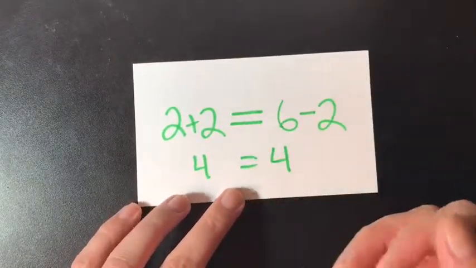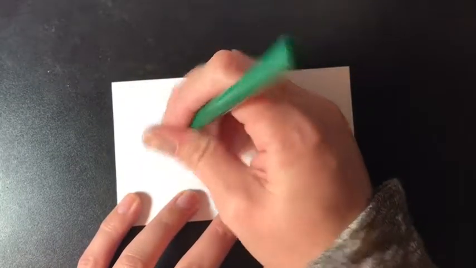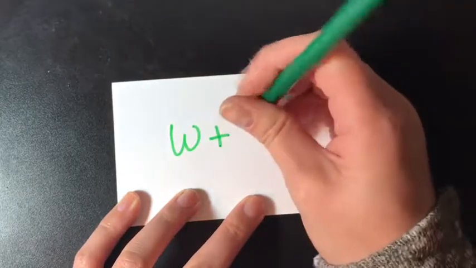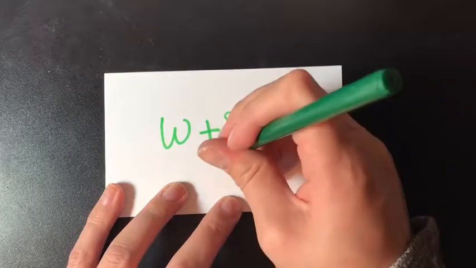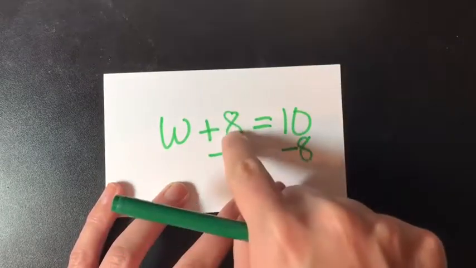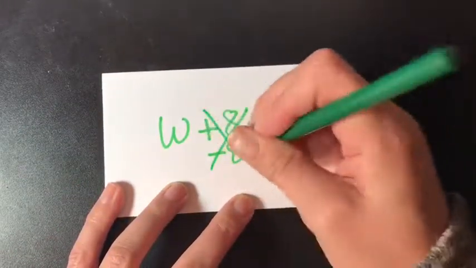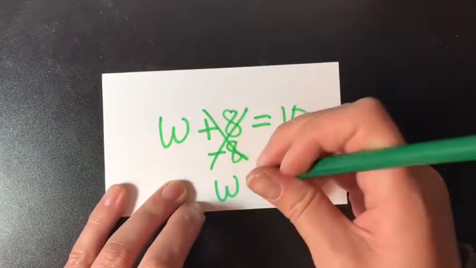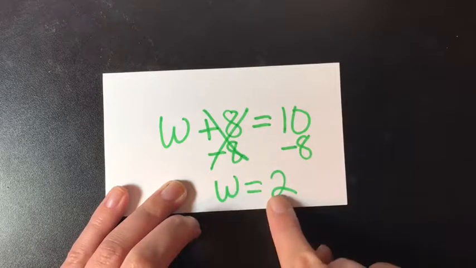Also, you hear Miss Madera say often, what I do to one side, I got to do to the other side. So, if I have an equation like W plus 8 equals 10, I subtract 8, the inverse operation, on this side, and I got to do the same to the other side of the equation. This cancels out, leaving me isolated, and 10 minus 8 is 2. There's my isolated variable value.